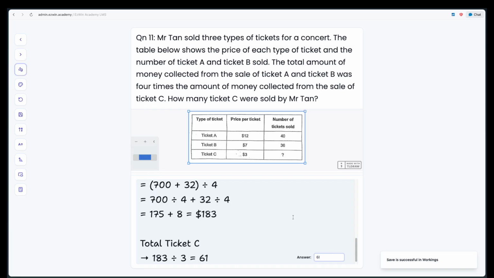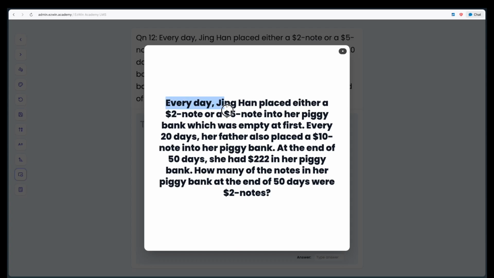So that's the answer. All right, let's move on to question 12. Every day, Jin Hang placed either a $2 note or a $5 note into her piggy bank, which was empty at first. Every 20 days, her father also placed a $10 note in her piggy bank. At the end of 50 days, she had $222 in her piggy bank. How many of the notes in her piggy bank at the end of the 50 days were $2 notes?